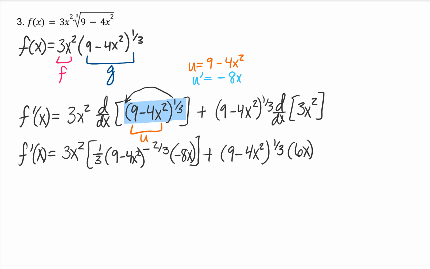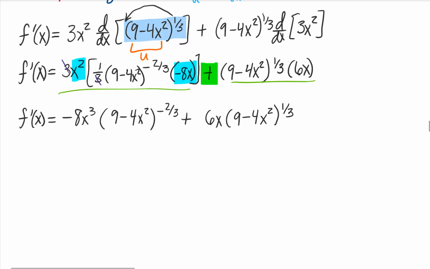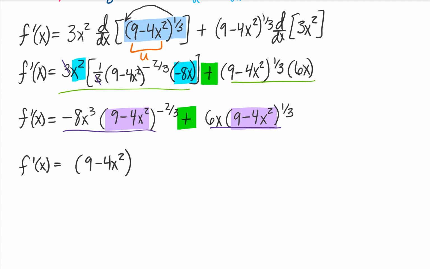This is not fully factored because I have the sum of two products. Let's simplify the first product as much as possible and then see if we can factor. Again, we're not fully factored. Is there a common quantity between the two products? Yes, 9 minus 4x squared. We're going to factor out 9 minus 4x squared.